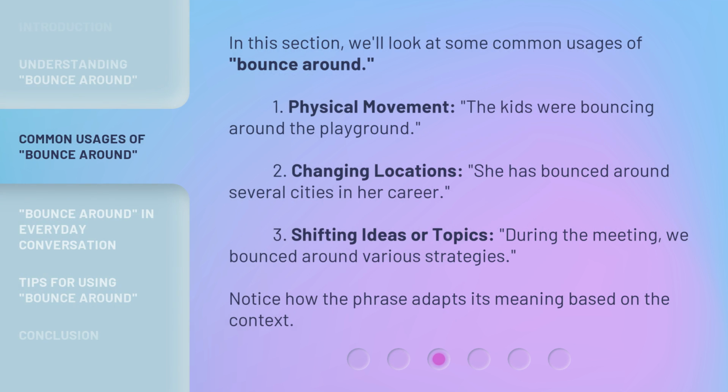In this section, we'll look at some common usages of bounce around. 1. Physical movement. The kids were bouncing around the playground. 2. Changing locations. She has bounced around several cities in her career. 3. Shifting ideas or topics. During the meeting, we bounced around various strategies. Notice how the phrase adapts its meaning based on the context.